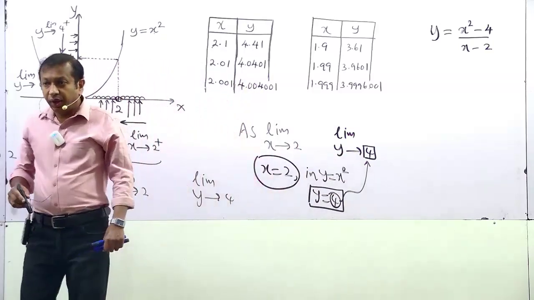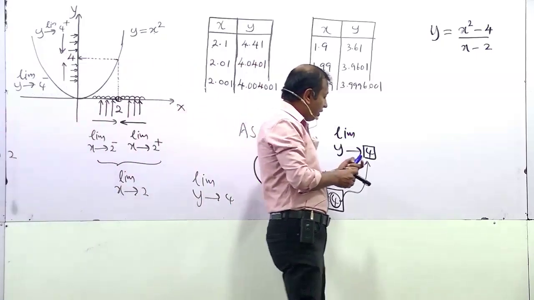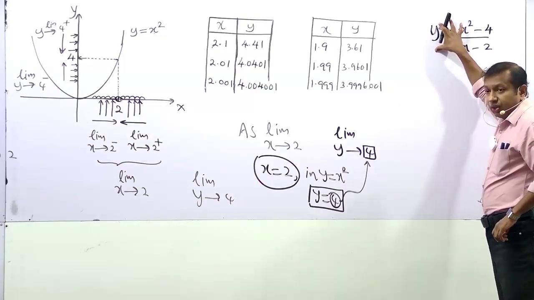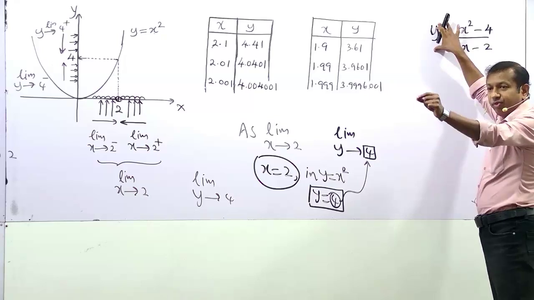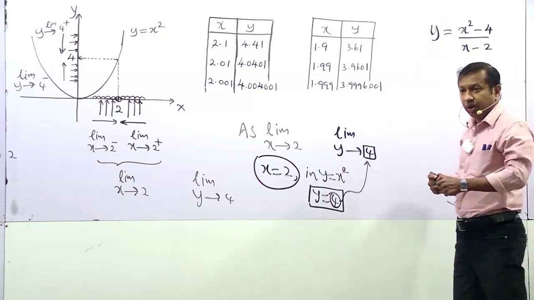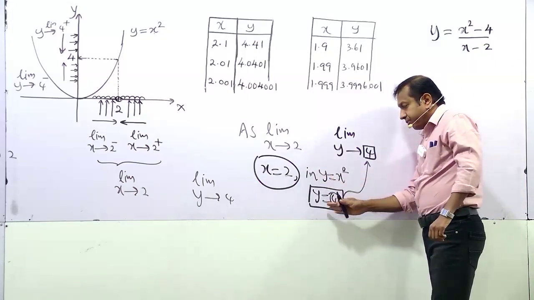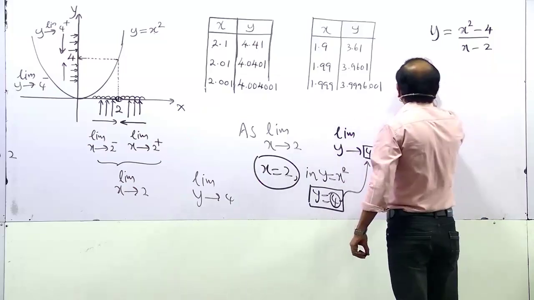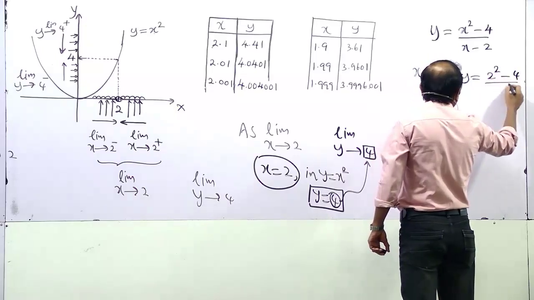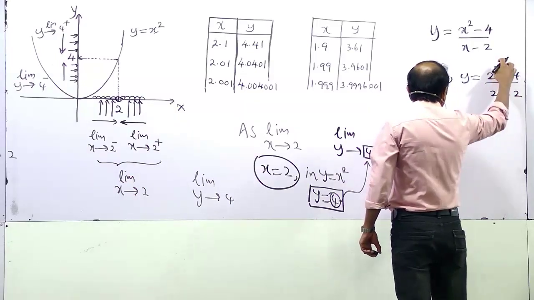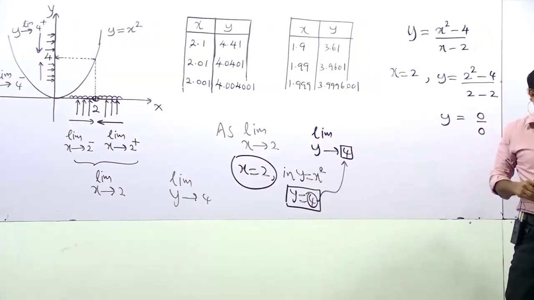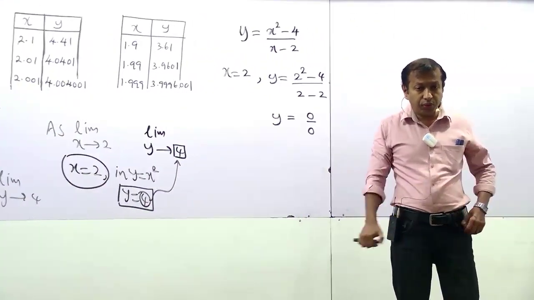Okay. Now suppose I need the y value here when x equals 2. When you draw this graph, we get a certain graph. At x equals 2, suppose I need the y value. Then I first use the direct substitution method. Once I put x equals 2, see what happens. 2 squared minus 4 divided by 2 minus 2. 2 squared is 4, 4 minus 4 is 0, divided by 2 minus 2 is 0. What is 0 by 0? Is it 1, no, 0, infinity?